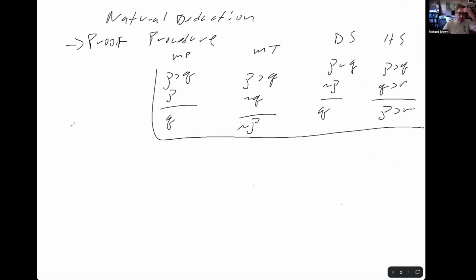Okay, so let's look at a more complicated example. This again is coming from the book. So we're given some symbolized premises.